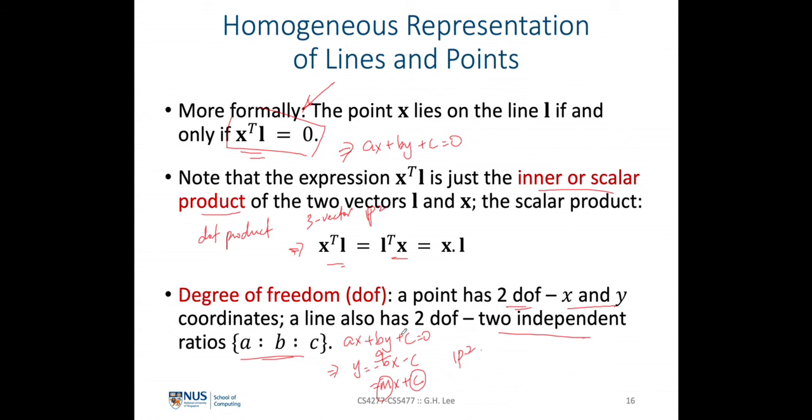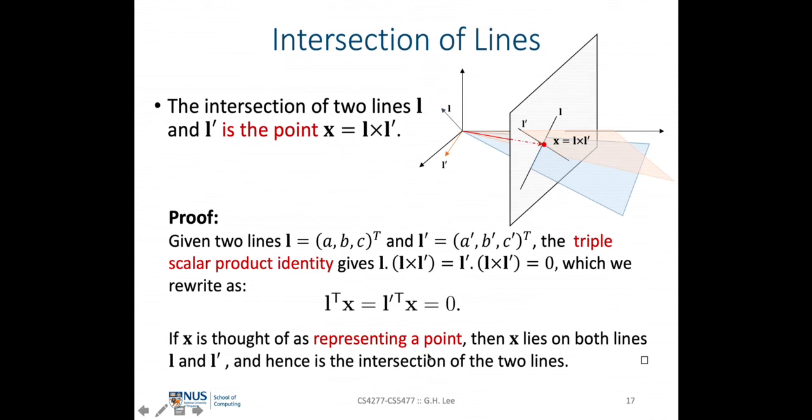So m over here is actually formed by the ratio a divided by b, because b is the coefficient of y, and c should also be divided by b. So we can see that in this case, it's the ratios a divided by b and c divided by b that matter in the line. Hence, a line also has 2 degrees of freedom in the projective 2D space.